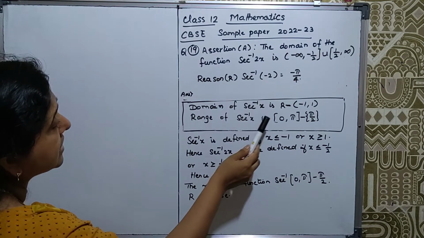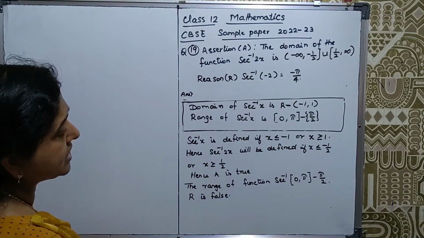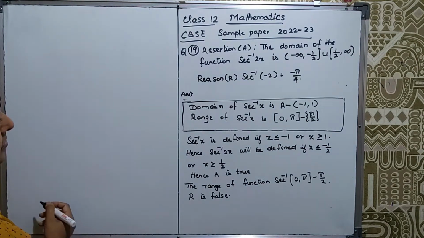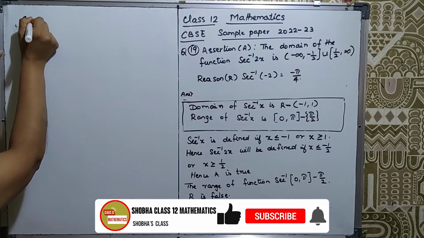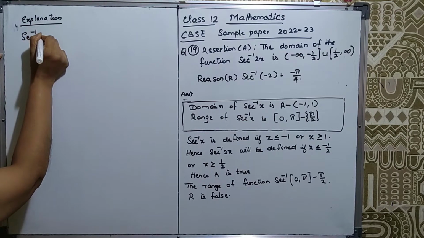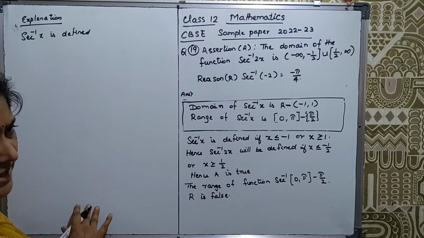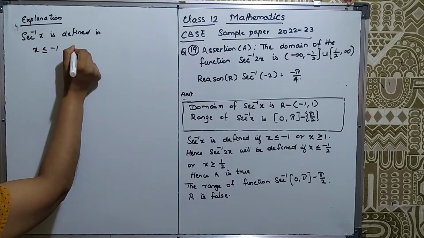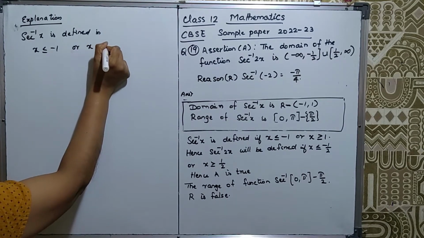So now, based on this domain, sec inverse x is defined if x is less than or equal to minus 1 or x is greater than or equal to plus 1. That one we'll write in this way. Explanation. Once more I'll write, sec inverse x is defined in two cases actually: x less than or equal to minus 1, or x greater than or equal to plus 1.